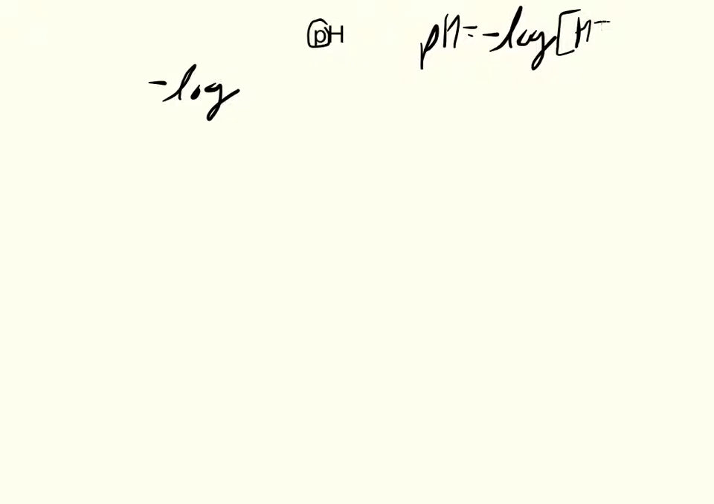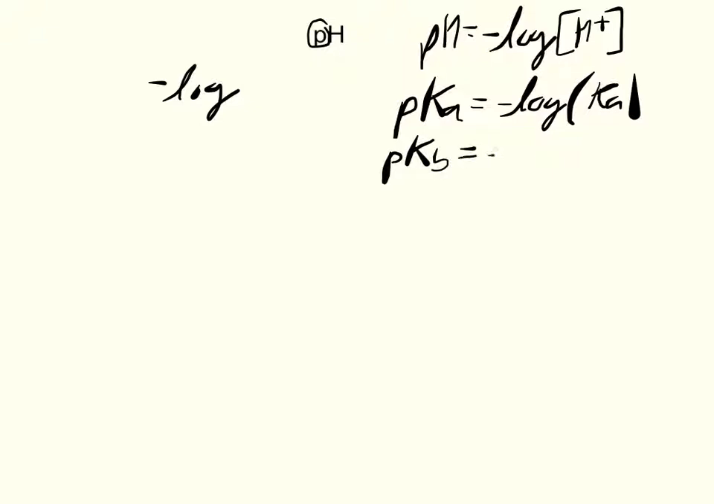If we want to start quantifying acidity and basicity, we have to use the pH scale. Just a quick refresher, remember P mathematically means negative log. So if we're calculating the pH, it's the negative log of the concentration of H+ ions. That P holds true for anything we want to calculate. If we want to calculate the pKa of a substance, it's the negative log of the Ka value. If we want to calculate pKb, it's the negative log of the Kb value.